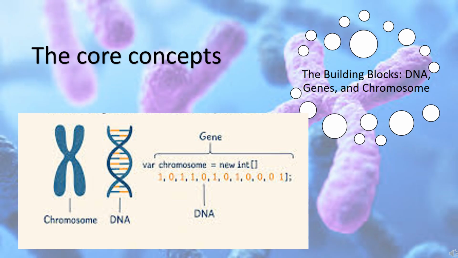DNA, genes, and chromosomes are the fundamental components that make up the human instruction manual. They can be visualized as an organizational hierarchy. DNA makes up genes, and genes are tightly packaged into chromosomes.